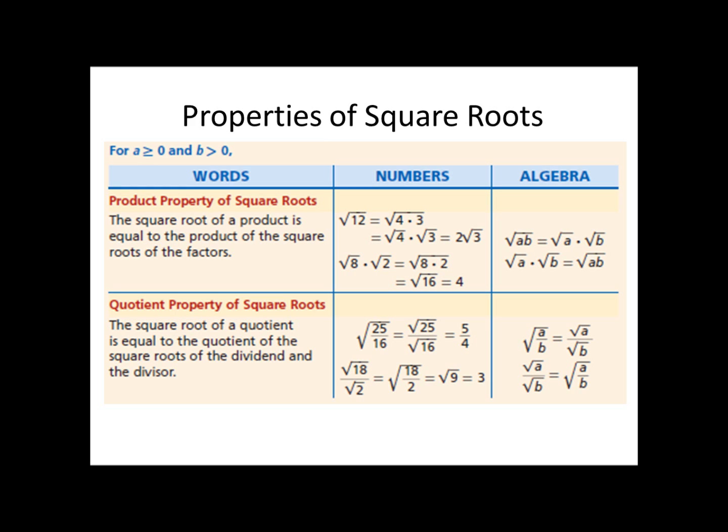Now if we see a square root on the top and on the bottom of a fraction, we can combine those. So again, by combining them, we take two square roots that don't work out well. We combine them. 18 divided by 2 is 9. That square root works out great.